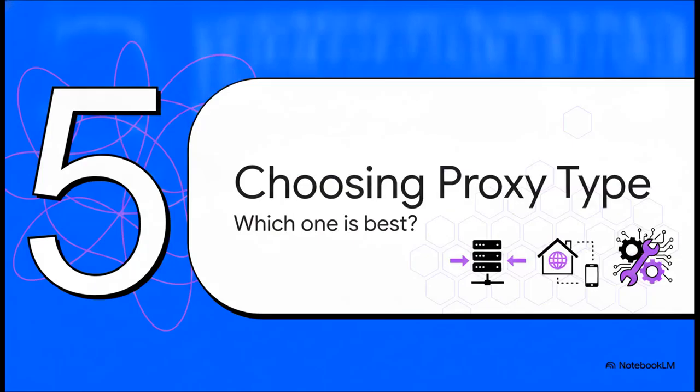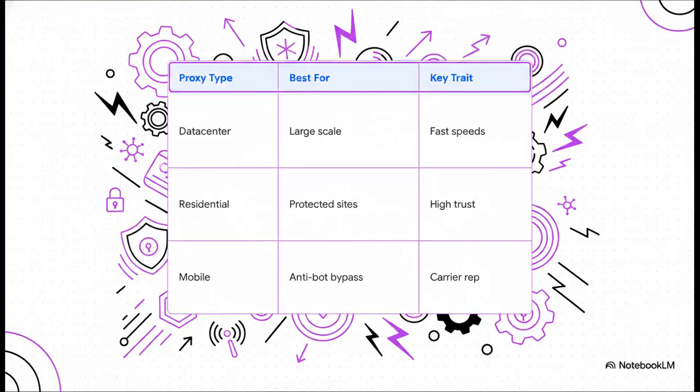And finally, Section 5, choosing your proxy type: residential, mobile, or data center. This brings us to what I like to call the final boss battle of data extraction, choosing the right proxy type for your specific target. Because look, not all proxies are created equal, and matching the network to the job is the absolute key to cost-effective, successful scraping. There are three main types.